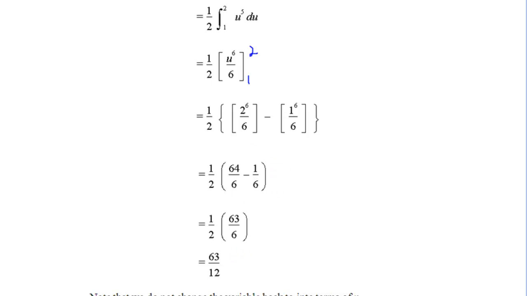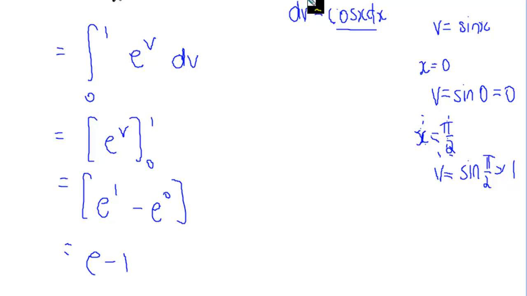So you can see in the derivative here, v is sine x, so dv would equal cos x dx. Because v is sine x, when x is equal to 0, v is equal to 0. And when x is equal to pi on 2, we get sine of pi on 2, which is 1. So that's why our limits become from 0 to 1 of e to the power of v, because v is sine x, and because cos x dx was dv. So the integral of e to the power of v is e to the power of v, between 0 and 1. e to the power of 1 minus e to the power of 0 gives us e minus 1.